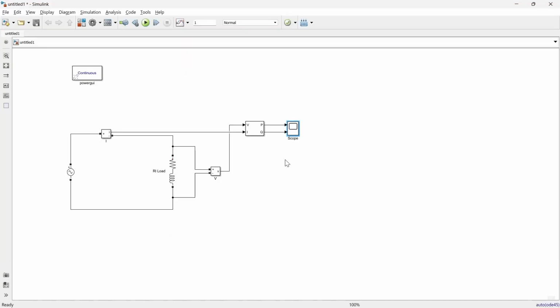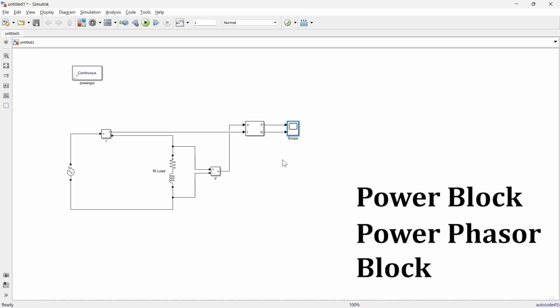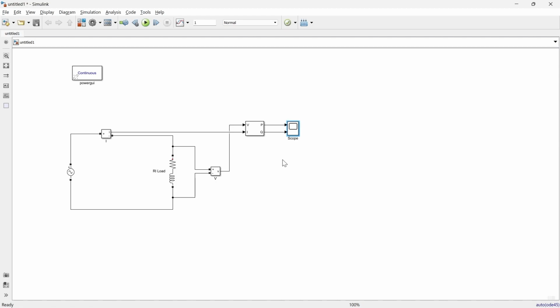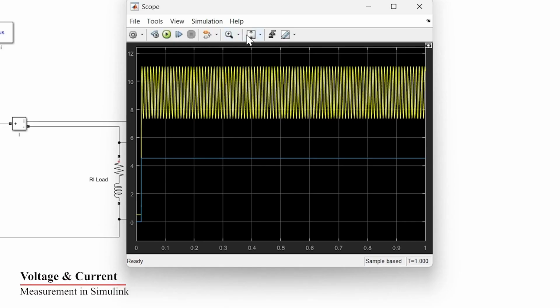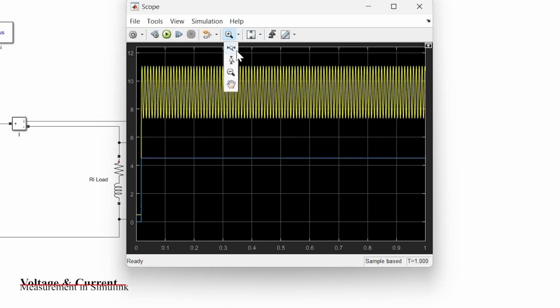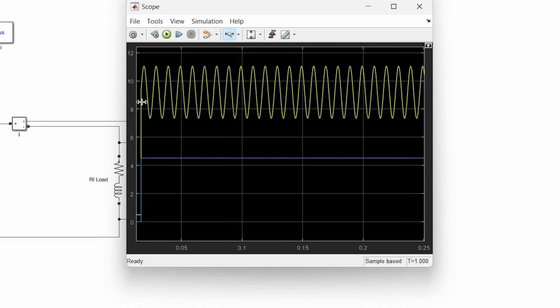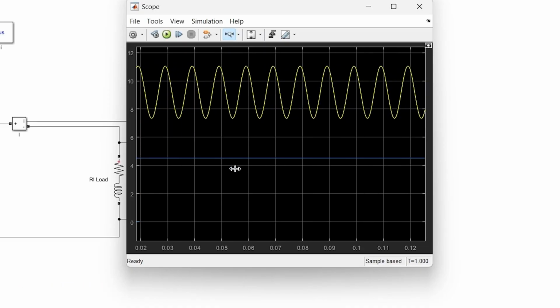So now our primary circuit is ready, and in our previous video we have learned how to measure active and reactive power in Simulink. That measurement we did using two blocks, the normal power block and the power phasor block. If you want to explore that, you can check out the previous video from the link given in the description or here in the I button. Now here we are measuring active and reactive power of the circuit. Let's run the simulation and observe the active and reactive power that we are measuring. The yellow one is active power and the blue one is reactive power.